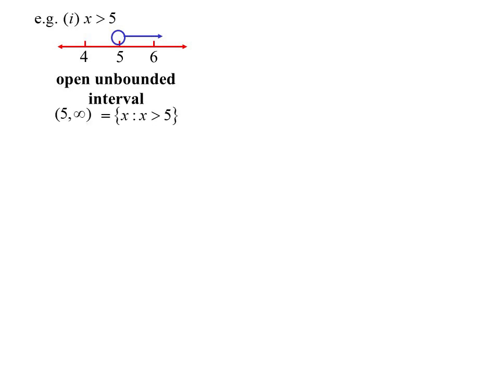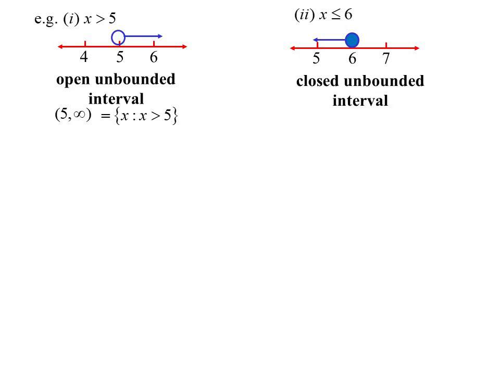That's how we would put it in the bracket notation. 5, but it's going off to infinity. And another way, if it was a domain we were writing down, we could write it like this. X, the colon basically means such that. So x such that these x's are greater than 5. Less than or equal to 6, the only difference is we colour it in to indicate it is included. So that's a closed unbounded interval. That's how we'd write that one.